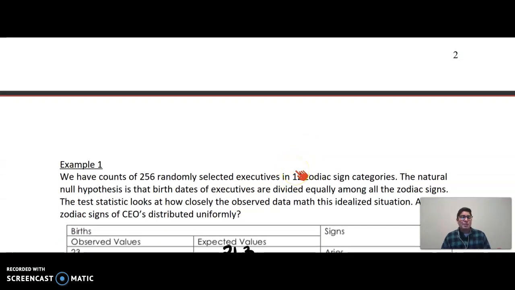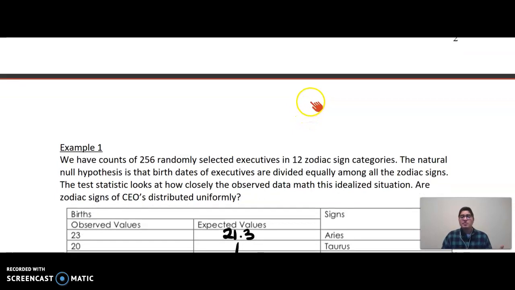So let's take a look at an example. We have counts of 256 randomly selected executives in 12 zodiac sign categories. The natural null hypothesis is that the birth dates of executives are divided equally among all the zodiac signs. And the test statistic looks at how closely the observed data models this idealized situation.